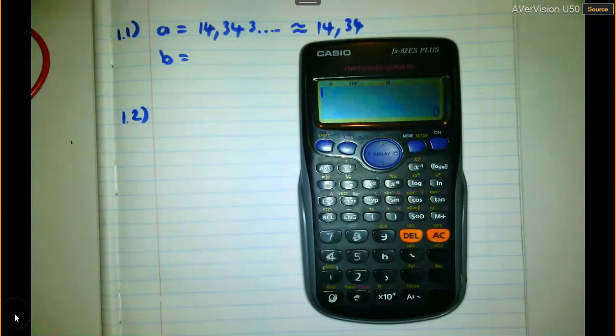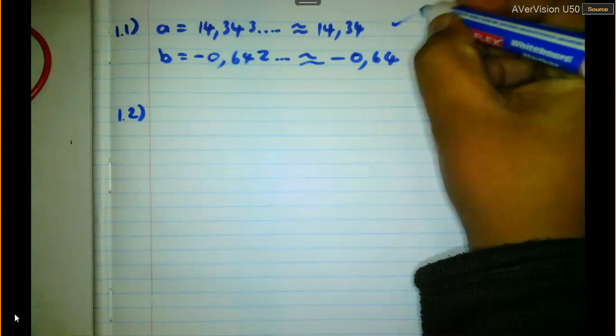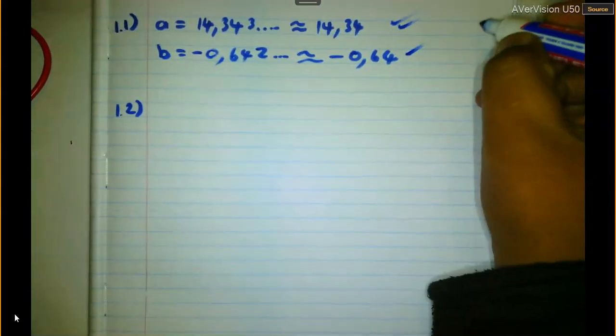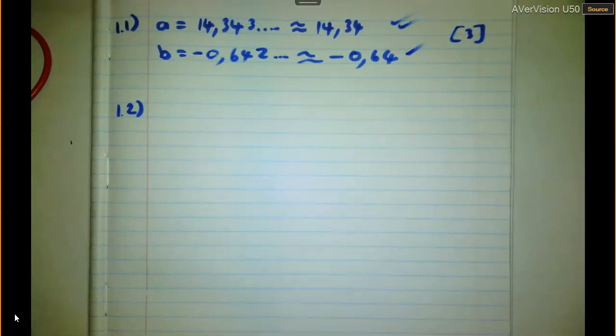For our B value, we do the same. We press shift, stat, number 5, and then we select number 2. That's going to give us our B value, more or less minus 0.64. Two marks will be allocated for a, 1 mark will be allocated for b, and that will give you 3 marks for question 1.1.